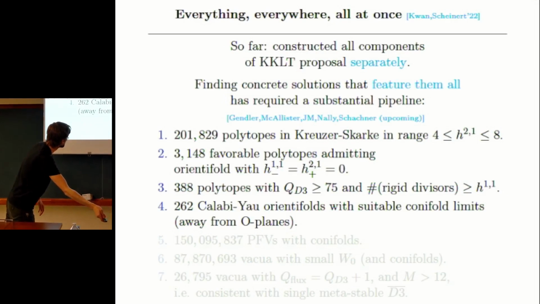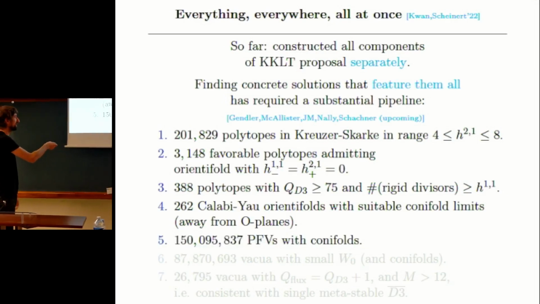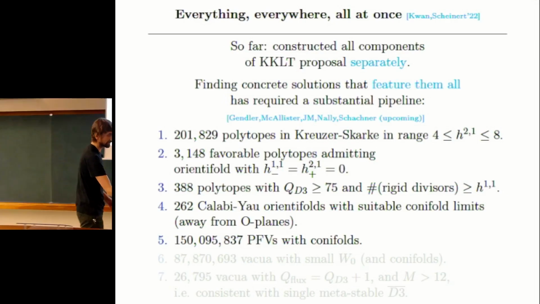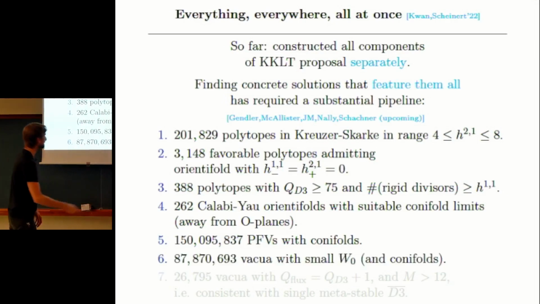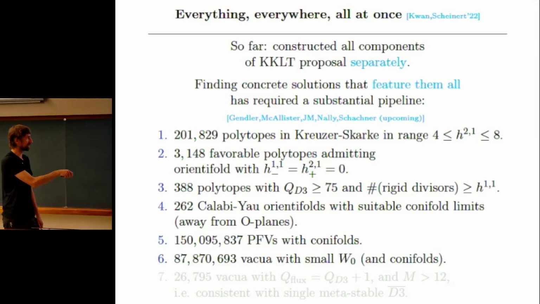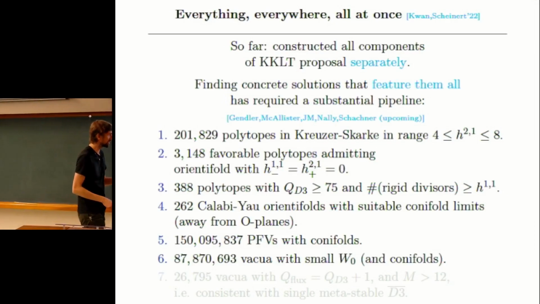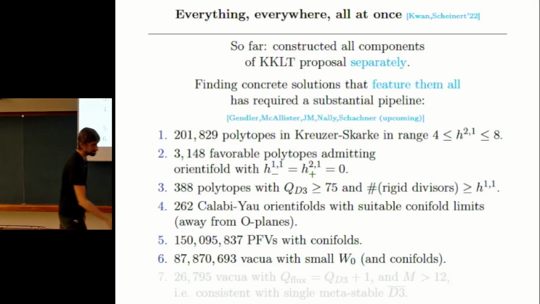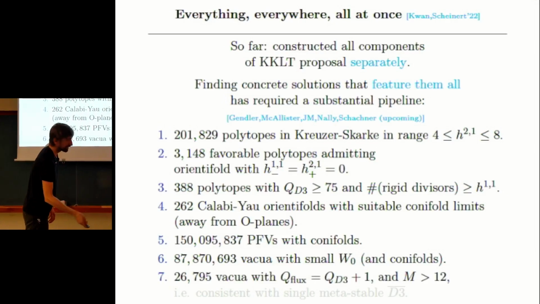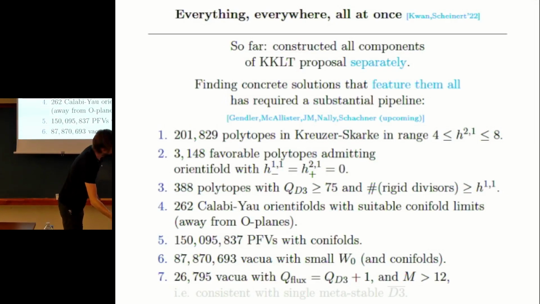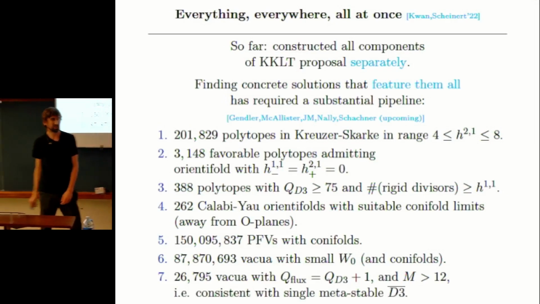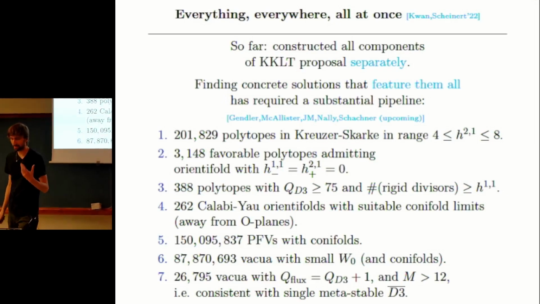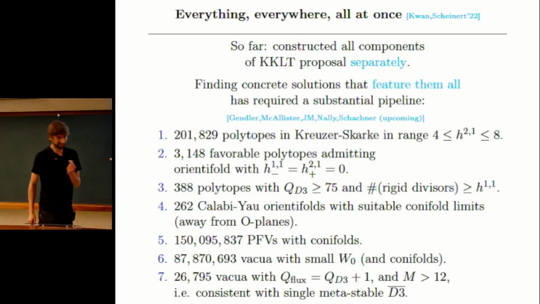And from these, we can construct perturbatively flat vacua, PFVs, with conifolds, and we find around 150 million of these. So that's a large number, but we're not done. We actually want solutions with small flux superpotential and conifolds to exist from these, and now we're down to about 90 million. Now, the final point you can't see, but there's around 25,000 vacua where the D3 charge of the fluxes is just so it admits a single anti-D3 brane.